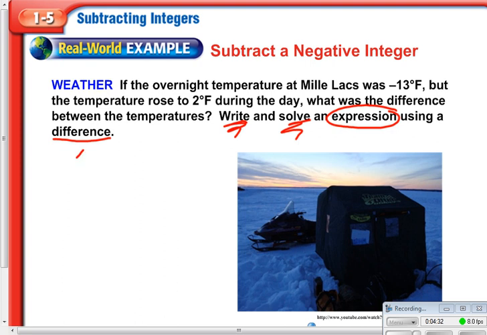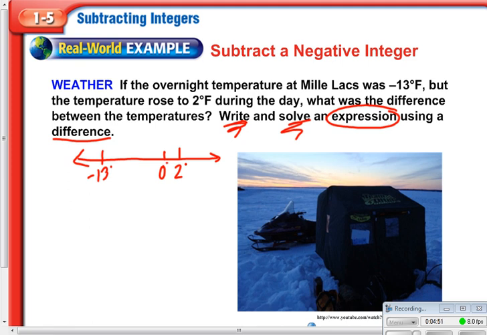Now, sometimes it helps if you go ahead and sketch out a number line. We know that negative 13 degrees would be down here. This would be 0 degrees. And we know that the temperature went up to 2 degrees.